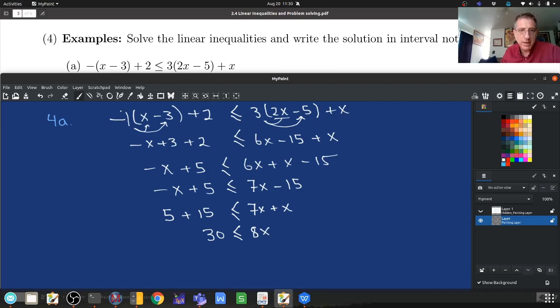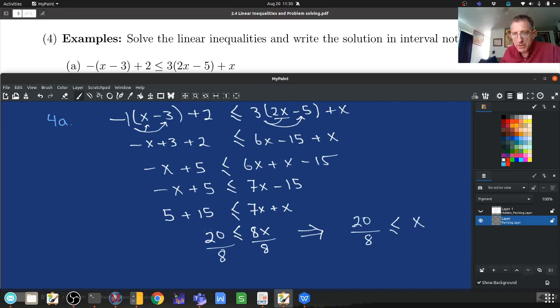5 plus 15 is not 30, people. Sorry about that. 5 plus 15 is 20, last we checked, and that's less than or equal to 8x. So you have to divide through by 8. 8 is positive. So that gives us, you don't leave it in that form. Your final form should always be x is greater than or equal to whatever the number is. So 20 divided by 8 is less than or equal to x.